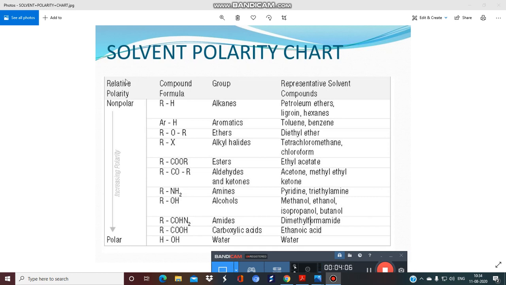Keep this in mind, polarity from non-polar to polar: non-polar petroleum ether, toluene, CCl4, ethyl acetate, acetone, methanol, ethanol, and the most polar ones are water, carboxylic acids, amides, etc.